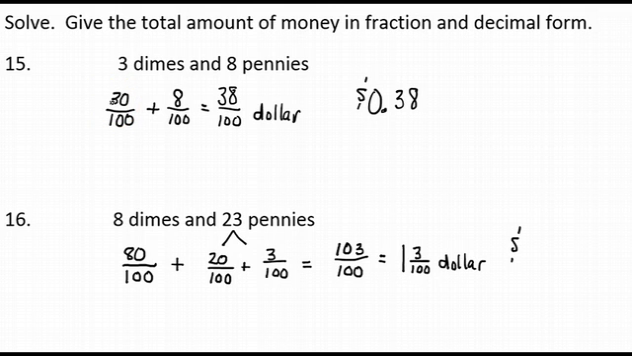In decimal form, I'm going to start by showing I have 1 whole dollar, so that'll go before the decimal point, and then I have 3 hundredths of a dollar. So I put a 0 in my tenths place and a 3 in my hundredths place. So 103 hundredths is the same as $1.03.